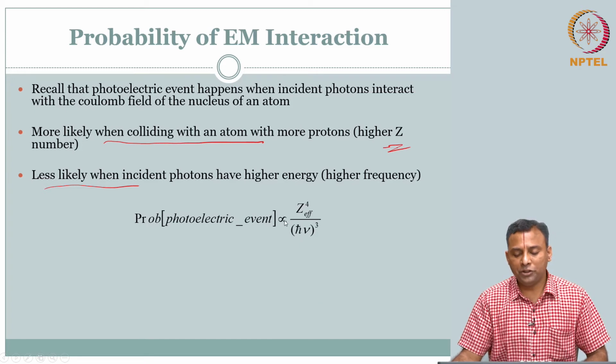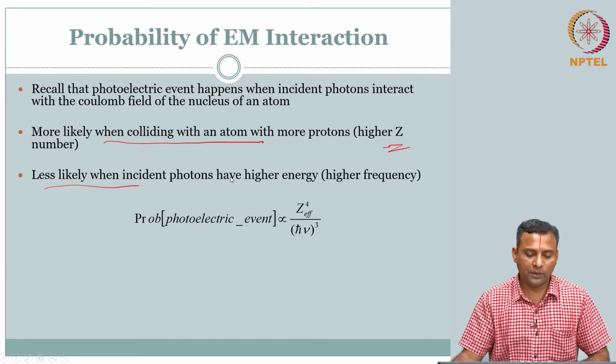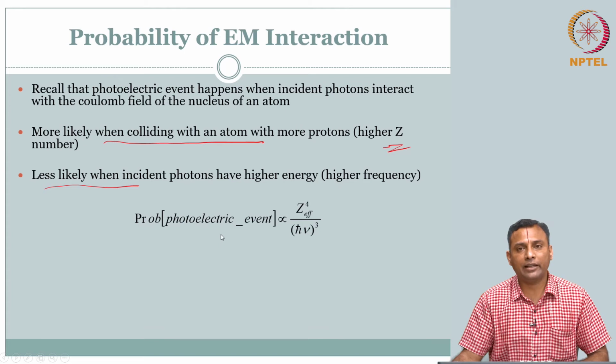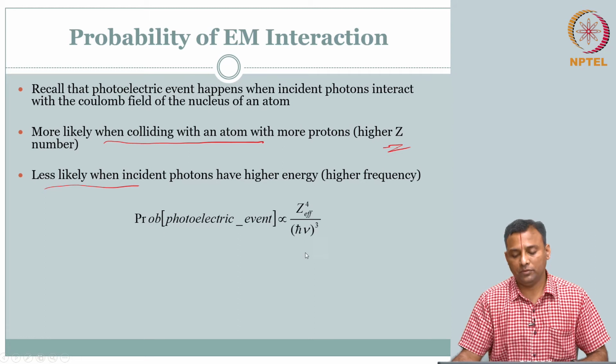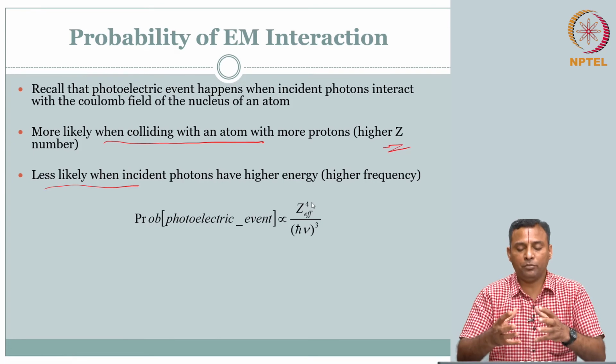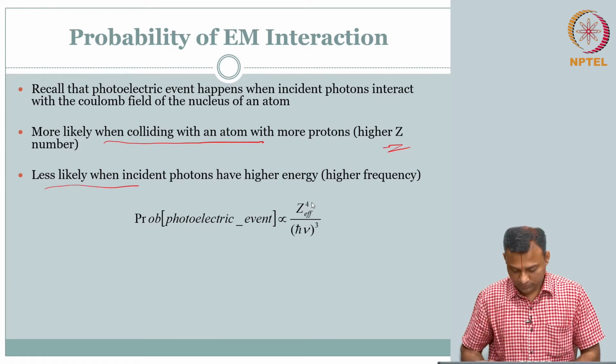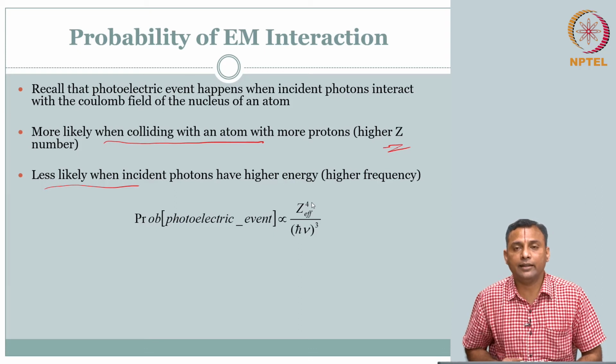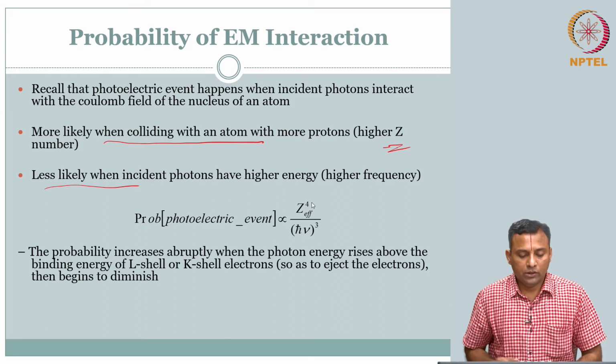For tissue it is about Z to the power 4, but if the interaction is with some material with heavy atoms, then they say it is Z to the power 3. But for our purpose, we will take that the probability of a photoelectric event is proportional to the fourth power of Z effective divided by h mu, the incident energy, cubed. So the lesser the energy, the more the electron density, the more the atomic number, the more your chances increase.